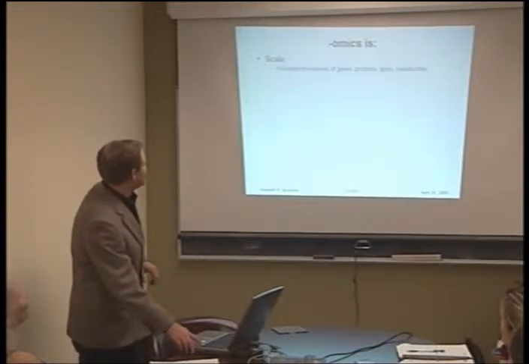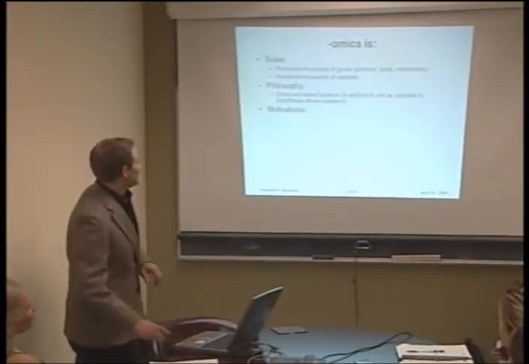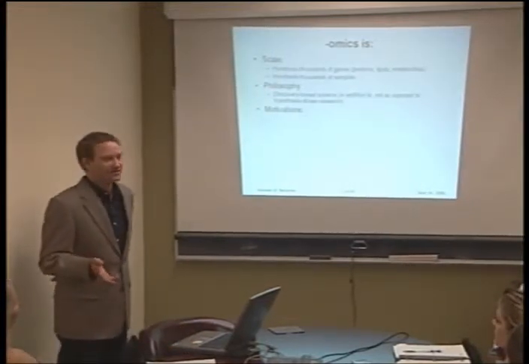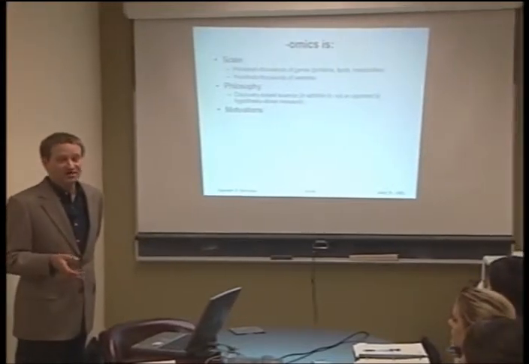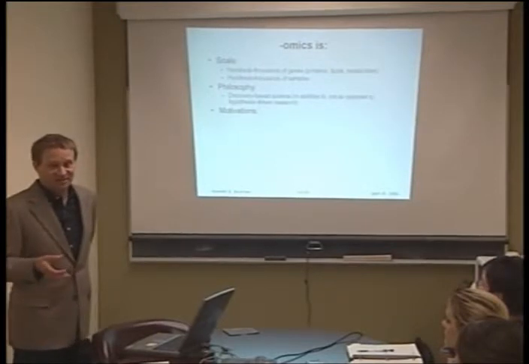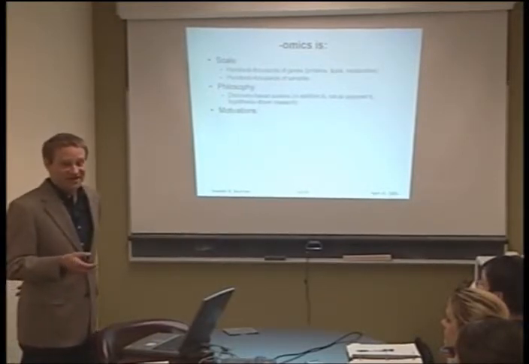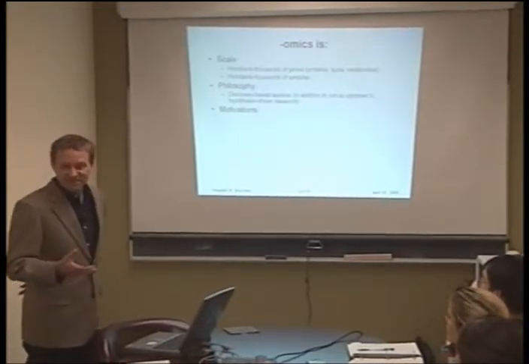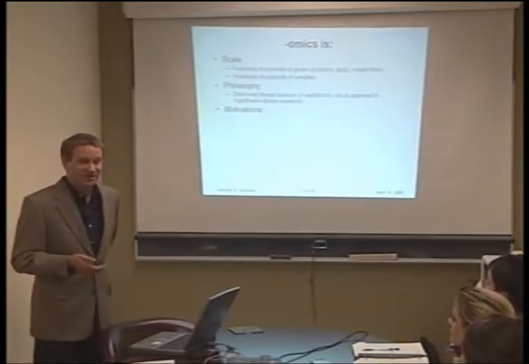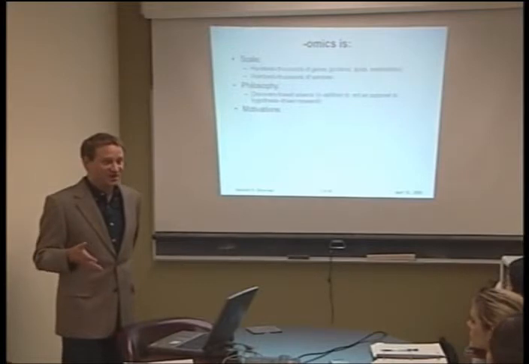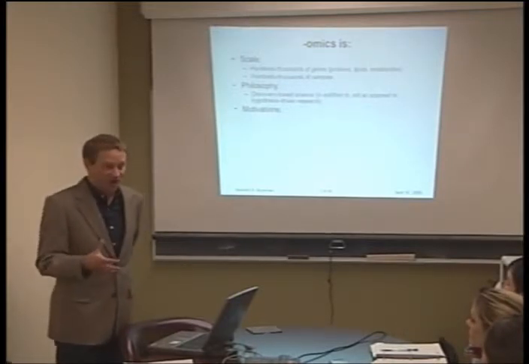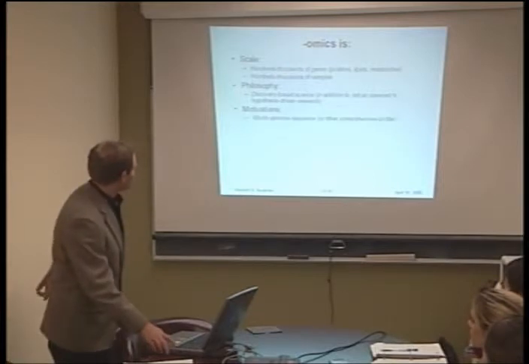So omics is fundamentally associated with these things. Scale: we're talking about hundreds to thousands of genes or proteins or lipids, or hundreds to thousands of samples, oftentimes both hundreds to thousands of samples and hundreds to thousands of analyses of them. A philosophy that we are going to do discovery-based science. We don't necessarily start with a hypothesis. We just start with the general idea that if you measure a lot of things and you've designed your study correctly, you will come across interesting associations.